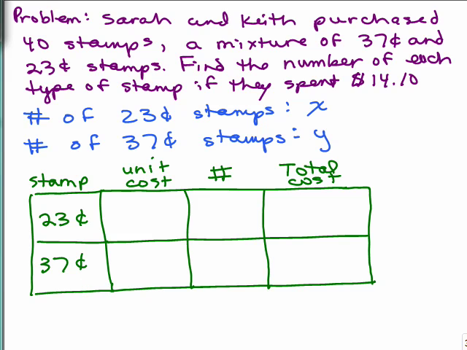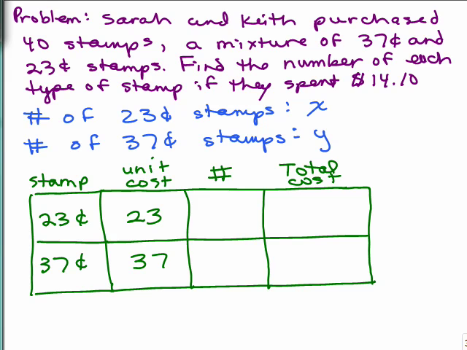The unit cost refers to how much it costs for just a single stamp. Now I'm going to do everything in terms of cents so I don't have to deal with decimal points. You could always do that with money or coins. So I'm going to say one 23-cent stamp costs 23 cents, and a 37-cent stamp costs 37 cents. Okay, now I want to know how many of each stamp I'm going to buy.